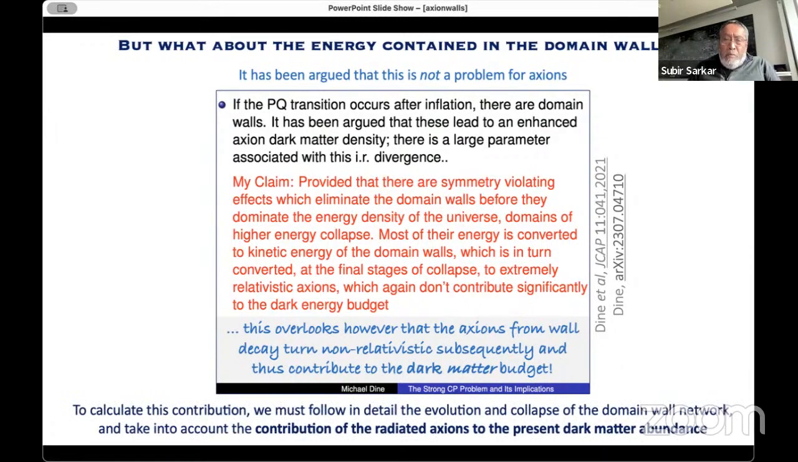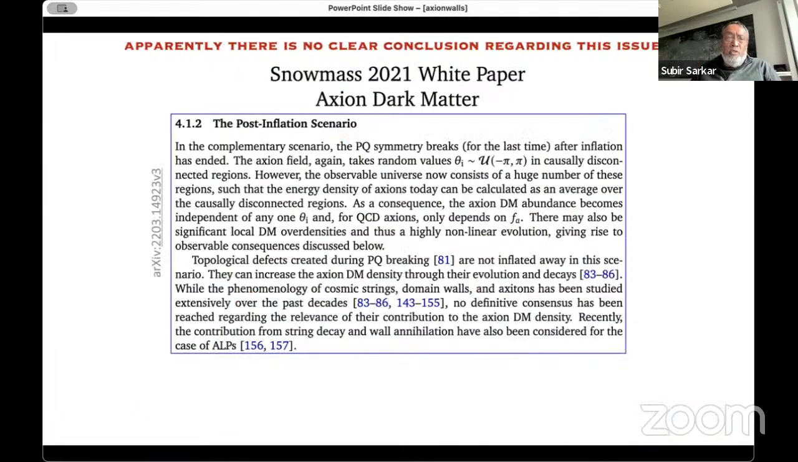However, we thought we would examine this argument. This was not a quantitative argument, just his belief. So we thought we would actually work out the evolution and collapse of the domain wall network and see how much these radiated axions actually contribute to the dark matter abundance. Largely because some years ago I had actually worked on domain wall network evolution.